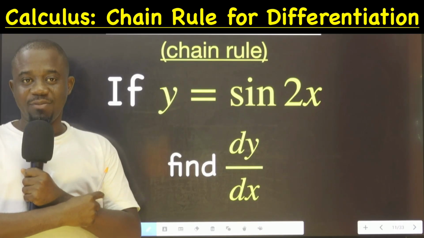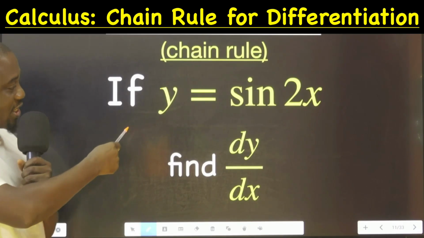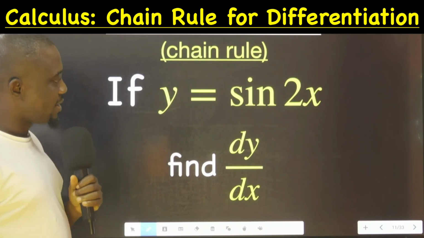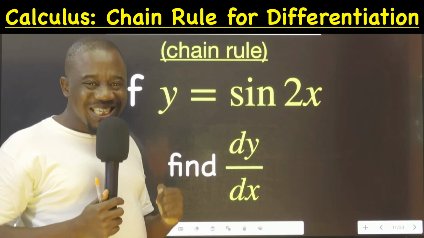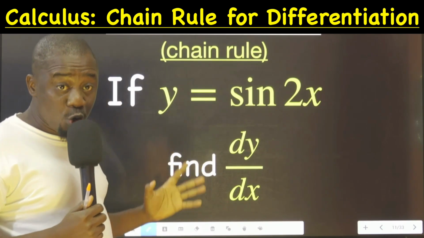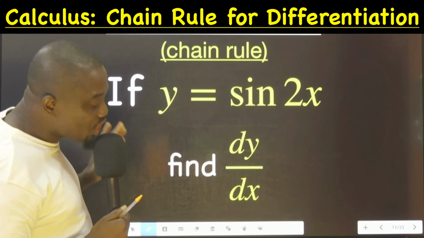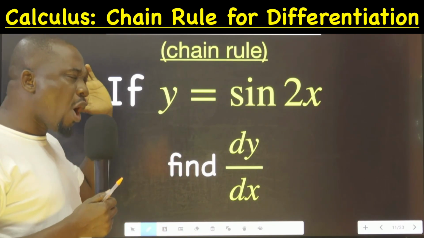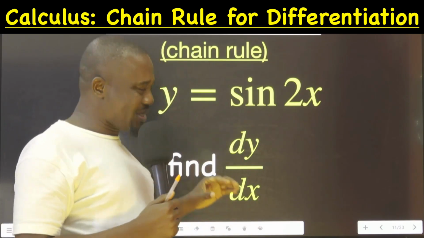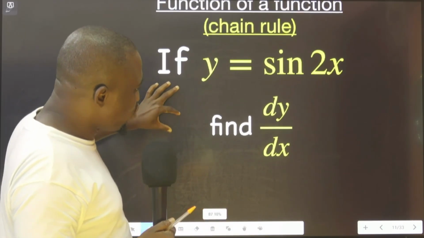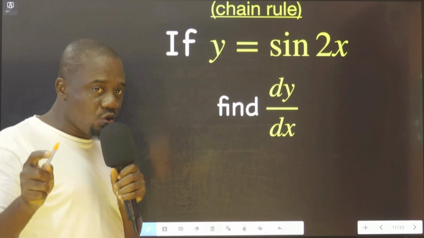Let's look at this. We are asked to differentiate this, that is, y equals sin 2x. We're going to use the chain rule. Why are we using the chain rule? Because working on this directly is a little complex. So what we need to do is to use the chain rule.